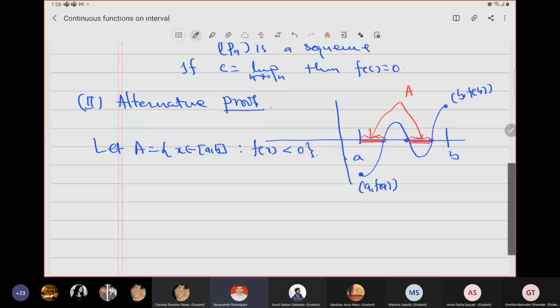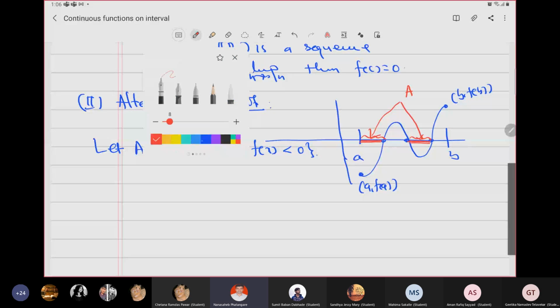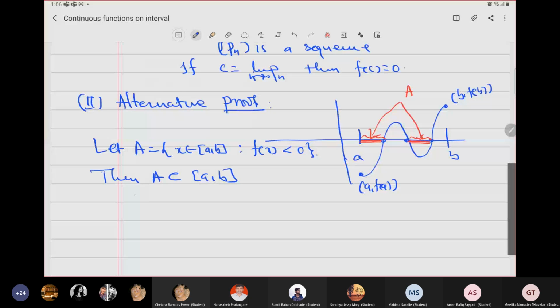Now what do you expect? It is a subset of interval AB, correct? Therefore, A is bounded, correct? A is bounded.